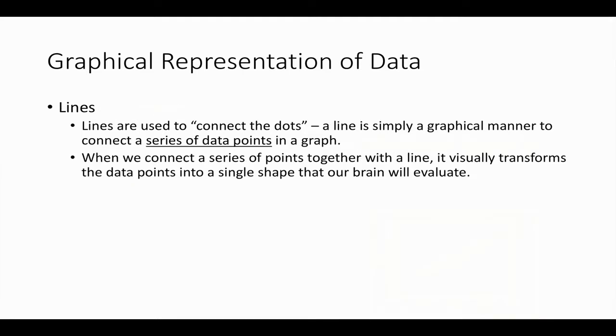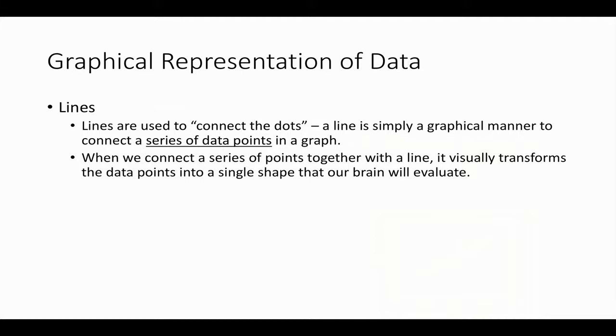Now, the next thing that we're going to talk about is lines, and all lines are dots that are connected. In similar ways, the dot represents a case or a level of a variable at a certain point in time. But those things are just connecting dots. The lines are just connecting dots together. And so when you connect those points together in a line, it visually transforms those data points into a single shape, a chunk that our brain will evaluate.